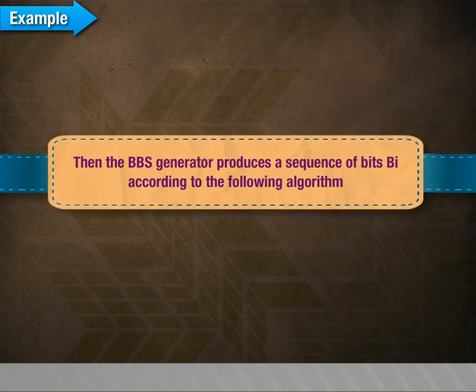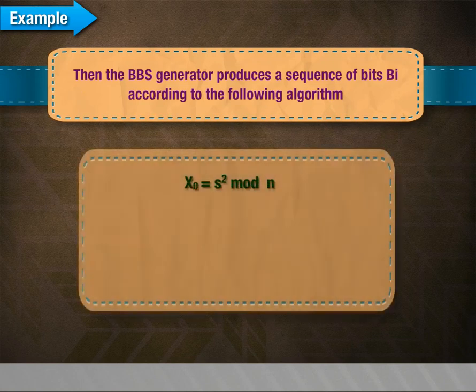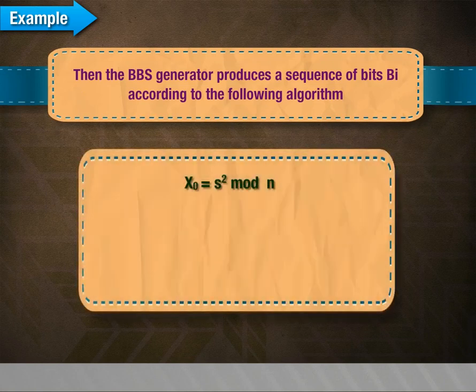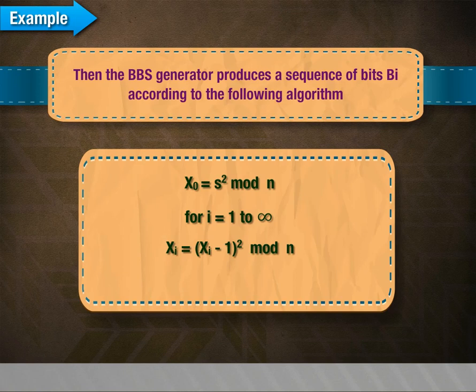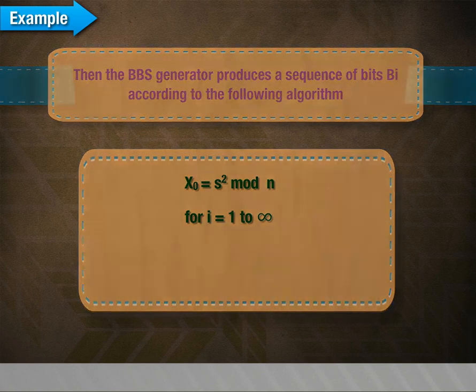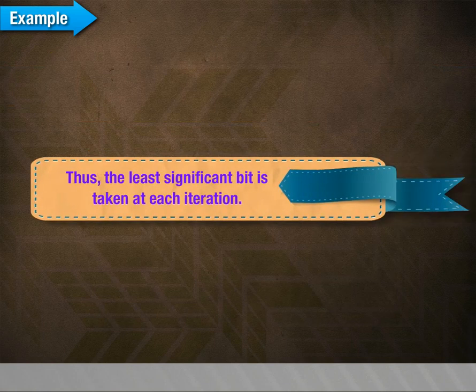Then the BBS generator produces a sequence of bits bi according to the following algorithm. x0 is equal to s squared mod n. For i equal to 1 to infinity, xi is equal to (xi minus 1) the whole squared mod n. bi is equal to xi mod 2. Thus, the least significant bit is taken at each iteration.